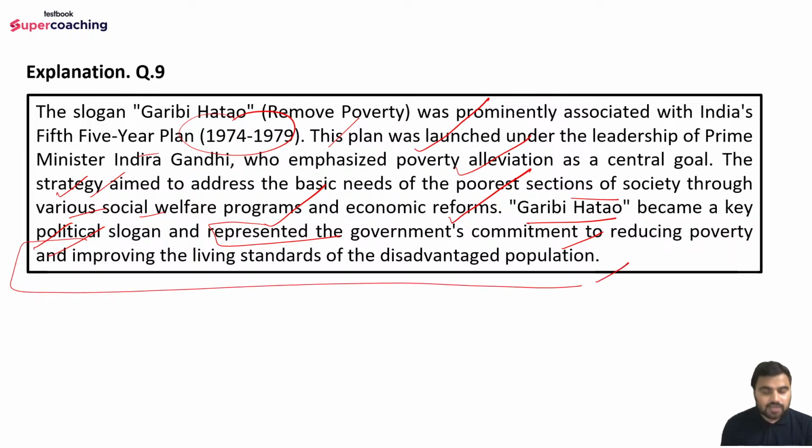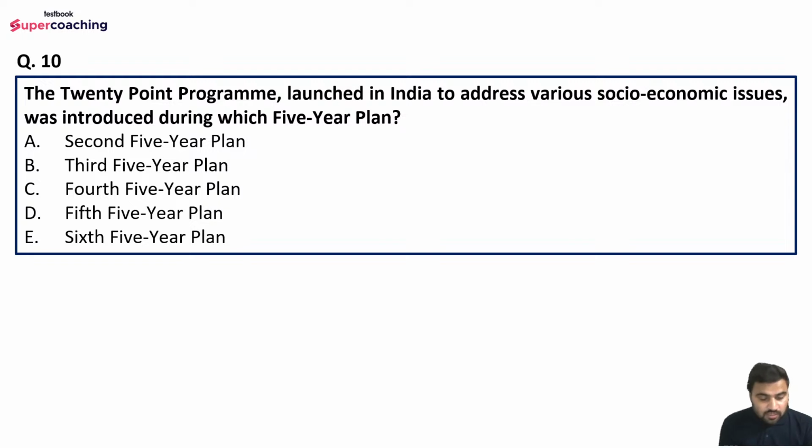disadvantaged population. Question number 10. The 20 point program launched in India to address various socio-economic issues was introduced during which 5-year plan? Options are second 5-year plan, third 5-year plan, fourth 5-year plan, fifth 5-year plan, or the sixth 5-year plan.